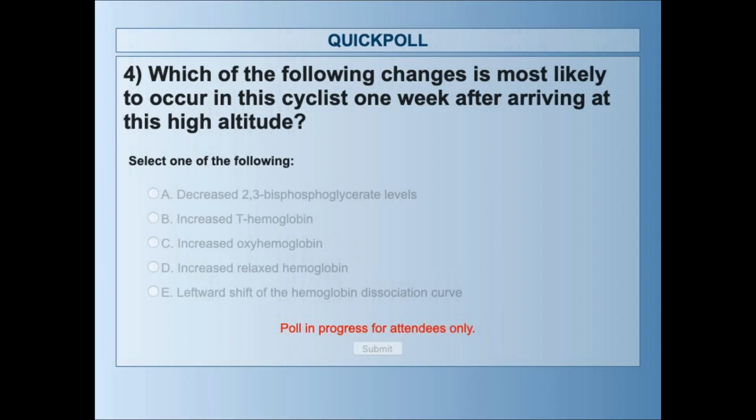So we're going to go ahead and open up that poll. Go ahead and select the answer you think is the best answer. We'll talk about it in just a few seconds.